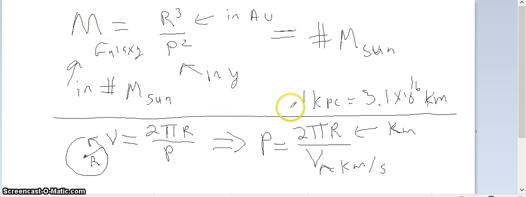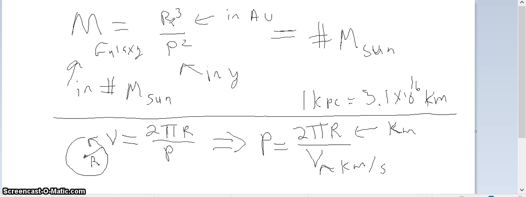One of the conversions that we're going to need in this next equation, which I haven't talked about quite yet, is the conversion between kiloparsecs and kilometers. It turns out that 1 kiloparsec is approximately 3.1 times 10 to the 16th kilometers. Again, there's a lot of conversions in this one. In this one, they give us what the radius, what the distance is in the problem.